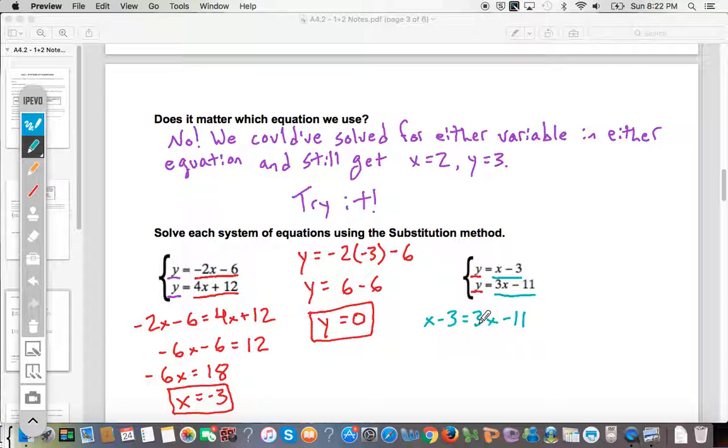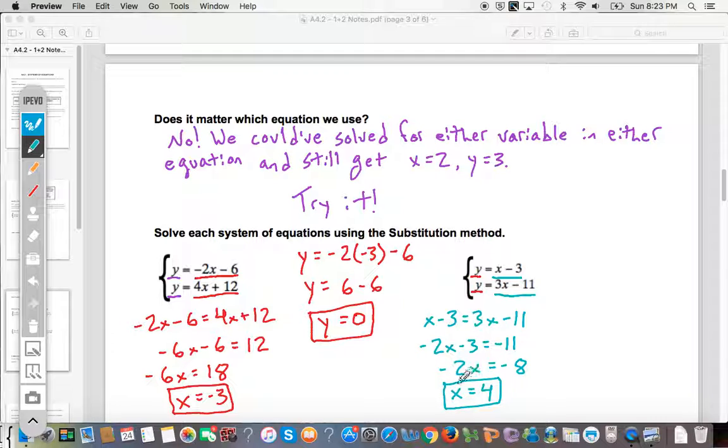Okay, so let's do some math. I'll subtract this 3x over to this side. So x minus 3x is negative 2x. Minus 3 equals negative 11. Okay, I'll add this 3 over. So I have negative 2x equals negative 11 plus 3, which is negative 8. So that leaves me with x equals positive 4.